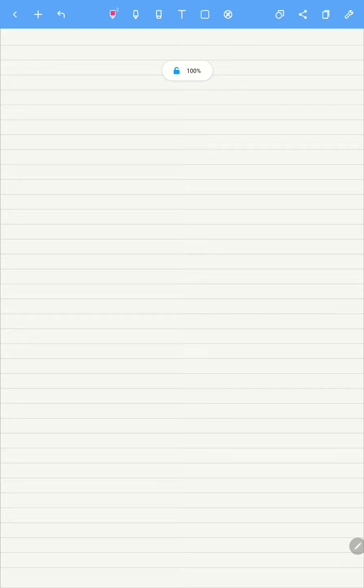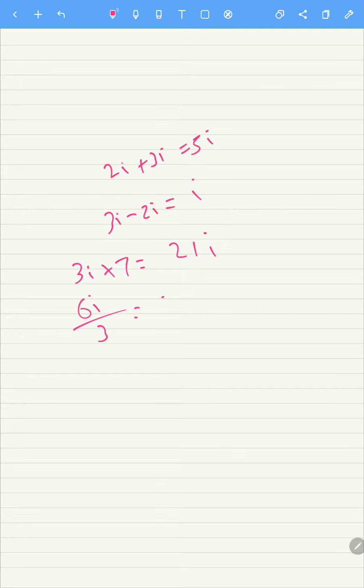So what can you do with i? You can add it. You can subtract. You can times. And you can divide. You can also square i. So i squared equals minus 1 squared, which is just minus 1. So i squared is minus 1.